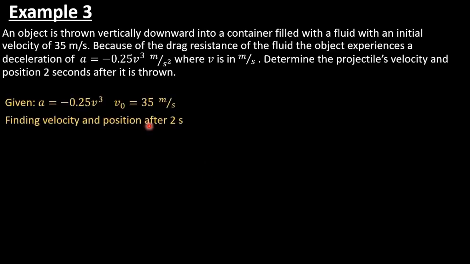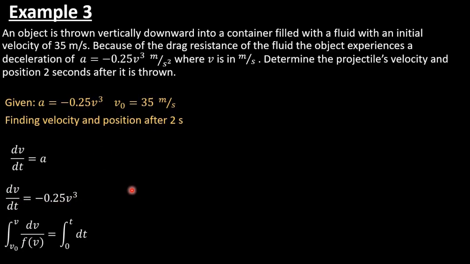What we need to recognize here is that we're given a as a function of velocity. Our initial velocity is 35 meters per second, and we're trying to find the velocity and position after 2 seconds. So first I'm going to use dv dt equals a, substitute a into there to get dv dt equals minus 0.25 v cubed, and you should recognize this from earlier on. This is where we have acceleration as a function of velocity.